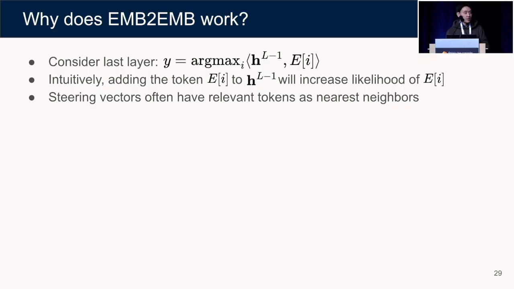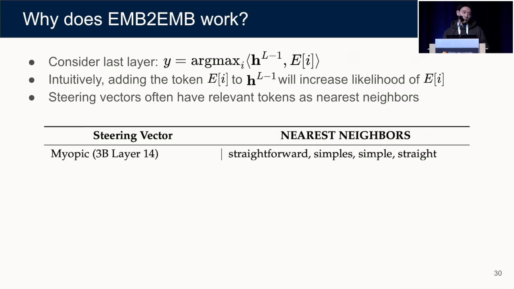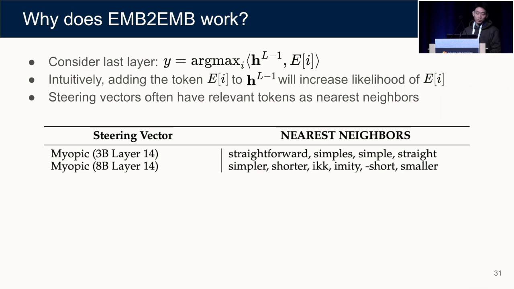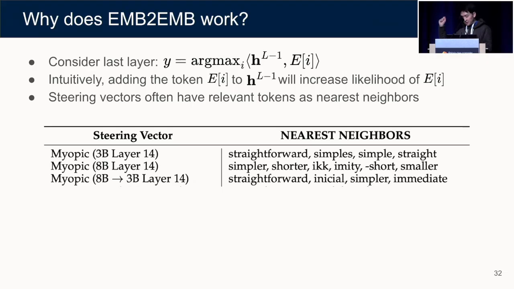And interestingly, oftentimes these steering vectors, if you project them onto the model's vocabulary space, you see tokens related to the concept show up. So for instance, for this myopic steering vector, if you project it onto the model's vocabulary, you see tokens like straightforward or simple or straight show up. Same thing if you do this with an 8B model, you see tokens like simpler, shorter, short, small, smaller show up. If you were to take this steering vector from the 8B model, transfer it to the 3B model, and then unembed it, you see tokens like straightforward, simpler, and immediate show up.